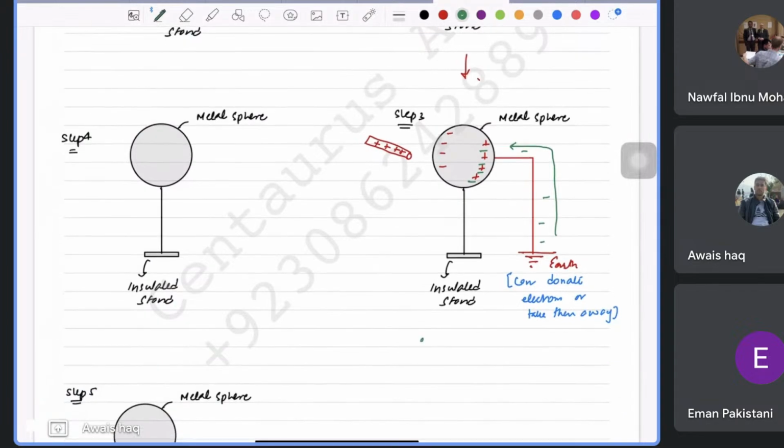So the description would say, earth will try to neutralize the side by sending electrons.